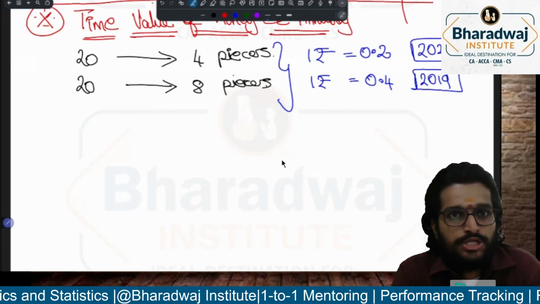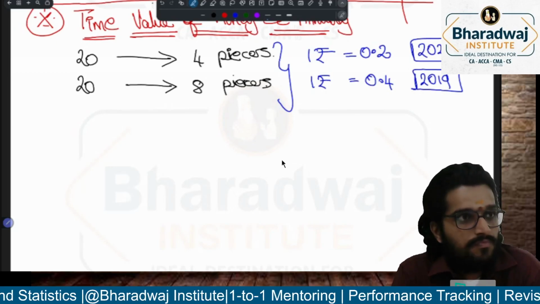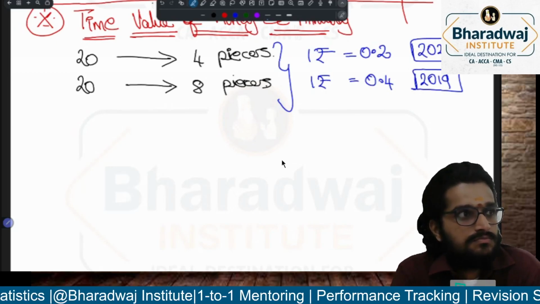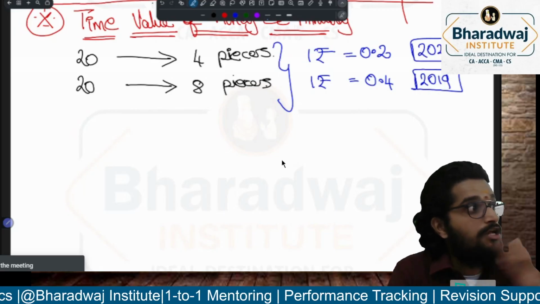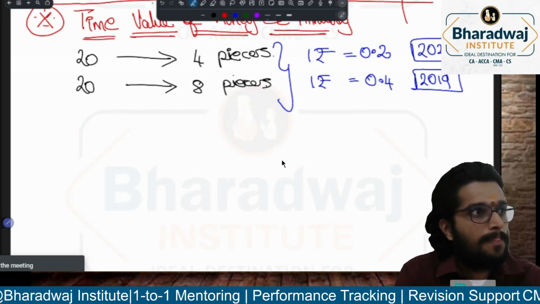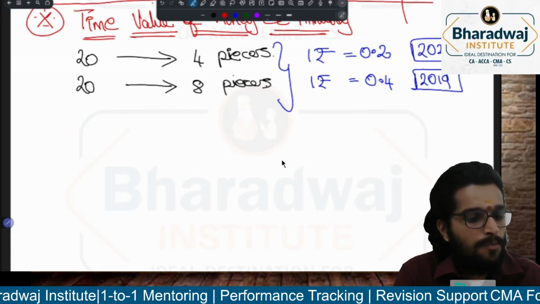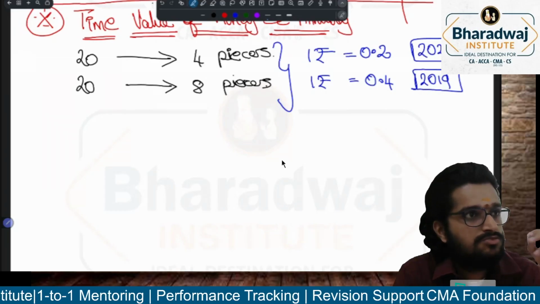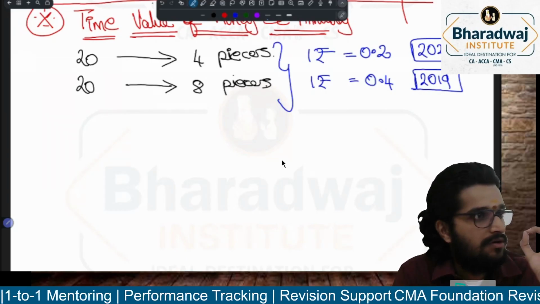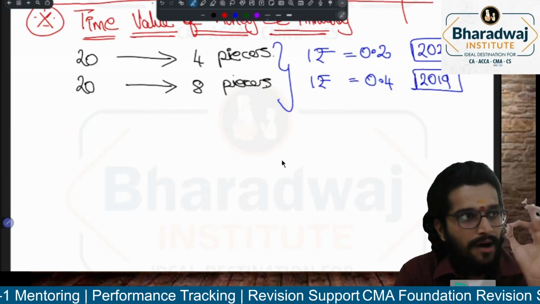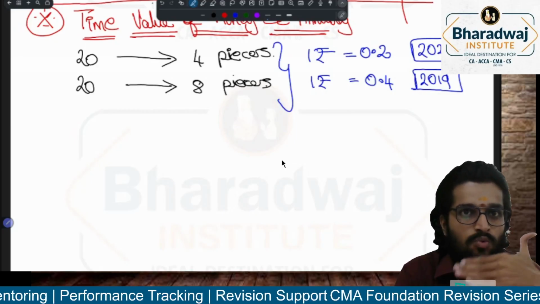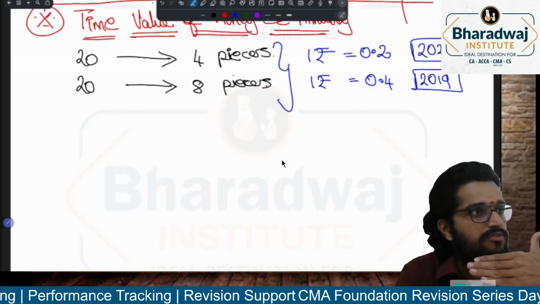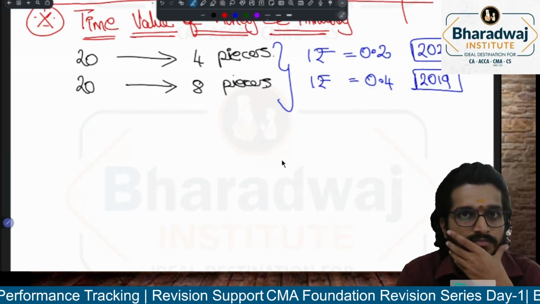What has changed? The value of 1 rupee got changed. Yes or no? This is what we call the time value of money: how per rupee value changes over a period of time. This is what we will be discussing in present value and future value.